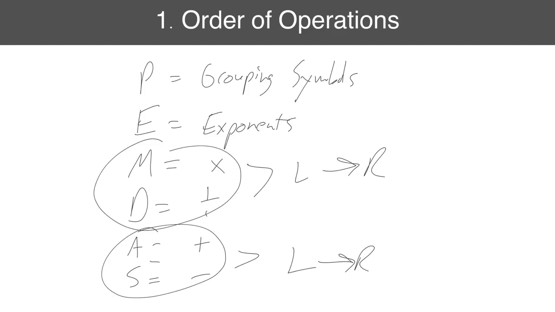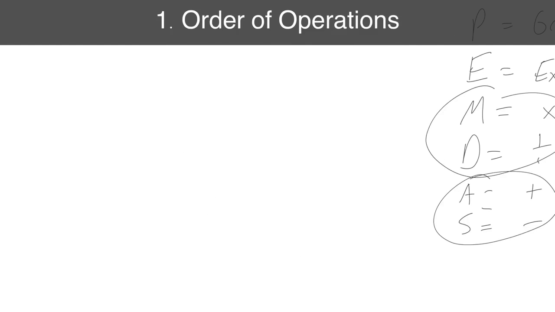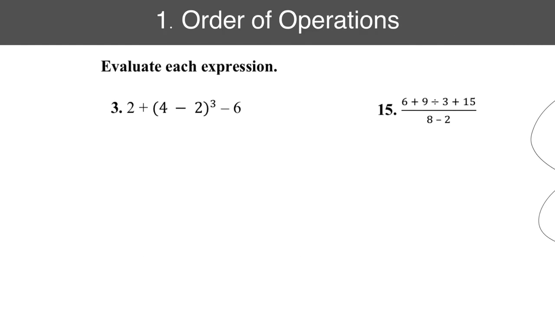So let's look at some problems now. All right, so here are some problems. So let's start off with this first one. 2 plus parentheses 4 minus 2, close parentheses, cubed minus 6. So we always work what's inside the parentheses first. So we're going to do 4 minus 2 first. So we're going to have 2 plus, and then 4 minus 2 would be 2.